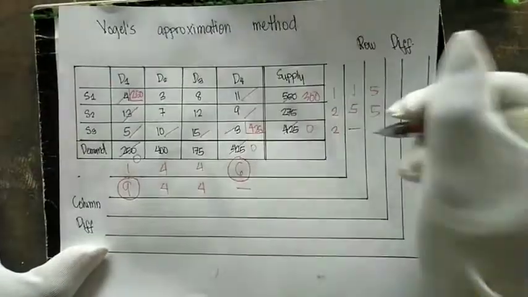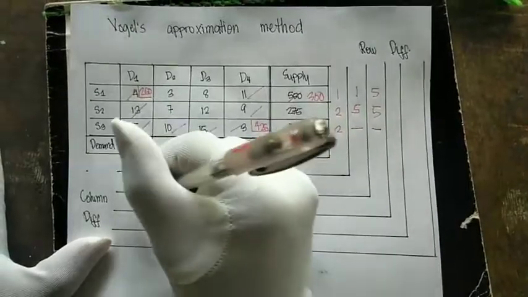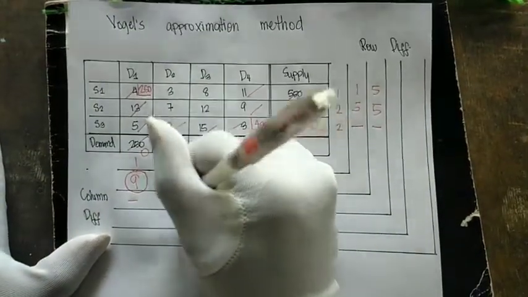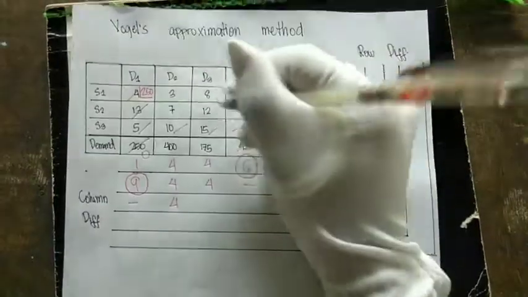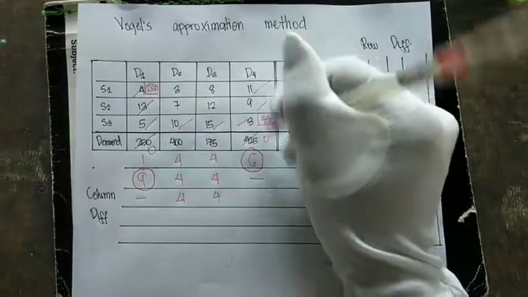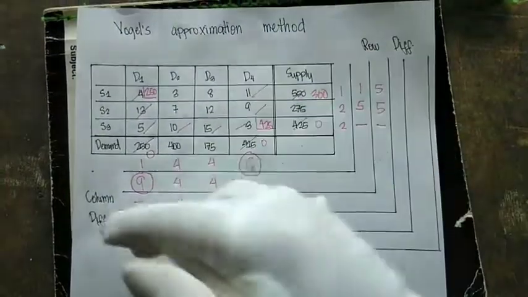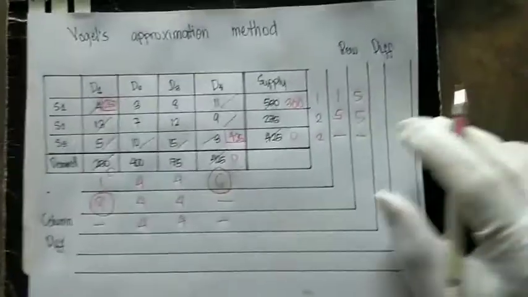So since this row will be cancelled, this cancels out. So our first row will be cancelled out. So with 3 and 4 we will get 4. So with 8 and 12 we will get 4. So in the last row, the last column will be cancelled out. So we must also identify the biggest value.